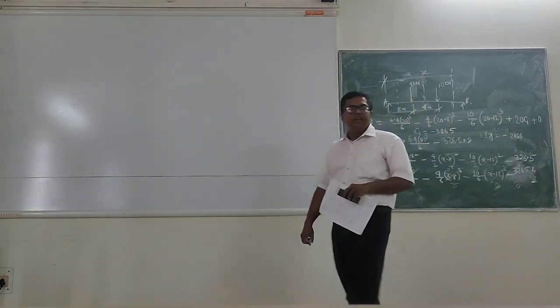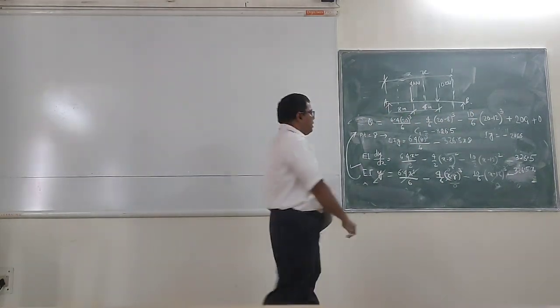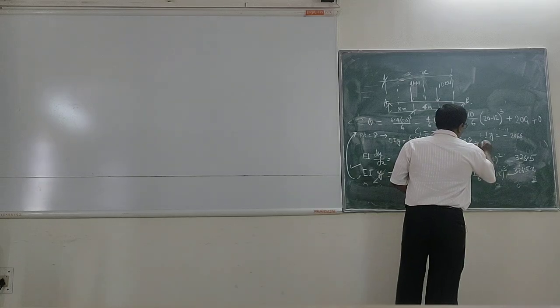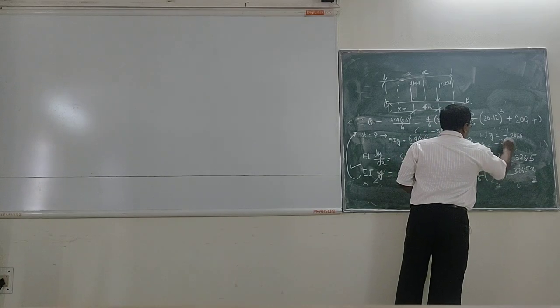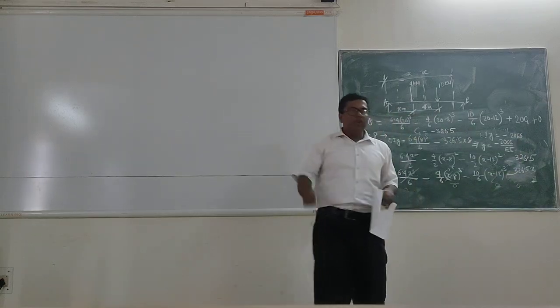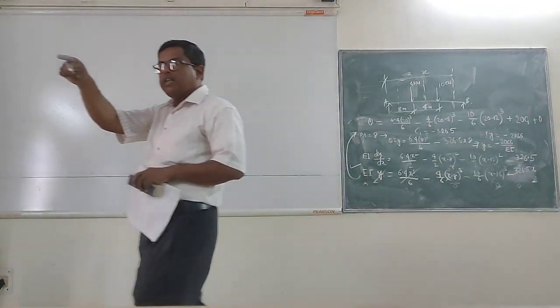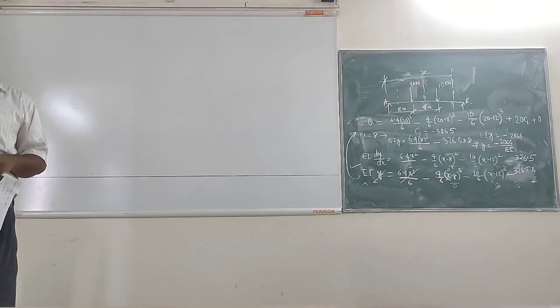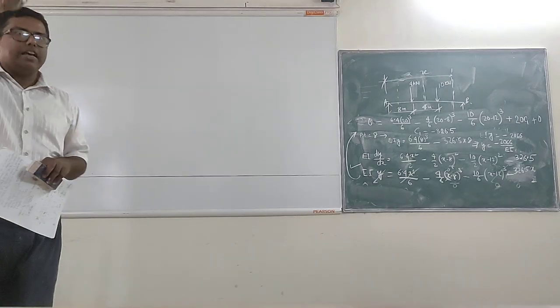Okay, and how much will be the deflection then? Deflection will be Y is equal to minus of 2066 divided by EI. Now if you know the modulus of elasticity of the material and the sectional property I, then you divide it and you will get the exact value.